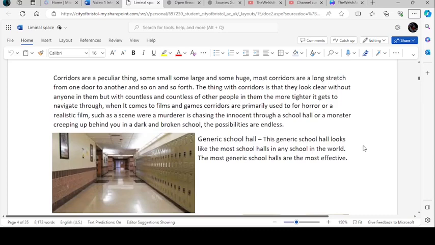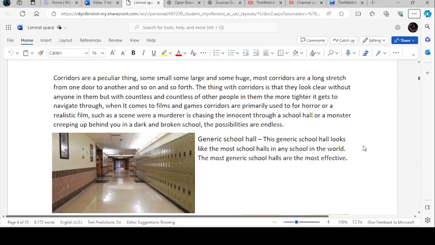Corridors are a particular thing. Some small, some large, and some huge. Most corridors are a long stretch from one door to another, and so on and so forth. The thing with corridors is that they look clear without anyone in them, but with countless other people in them, the tighter it gets to navigate through.